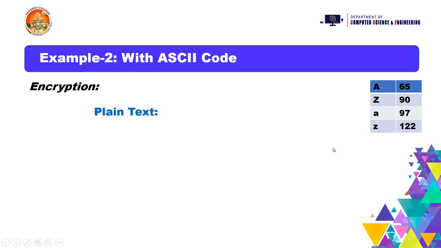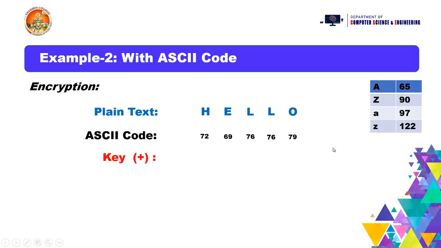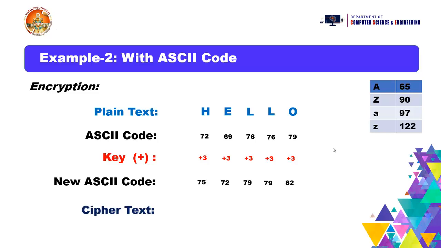Encryption is performed by the sender, and the sender's plain text is the same, HELLO. The ASCII code numbers for HELLO are 72, 69, 76, 76 and 79. We are using the same key, that is 3. We are going to add this key to the ASCII code numbers. It will generate new ASCII codes. 72 plus 3 is 75, 69 plus 3 is 72, 76 plus 3 is 79, 76 plus 3 is 79, 79 plus 3 is 82. If we convert these ASCII codes into characters, it will generate KHOOR.